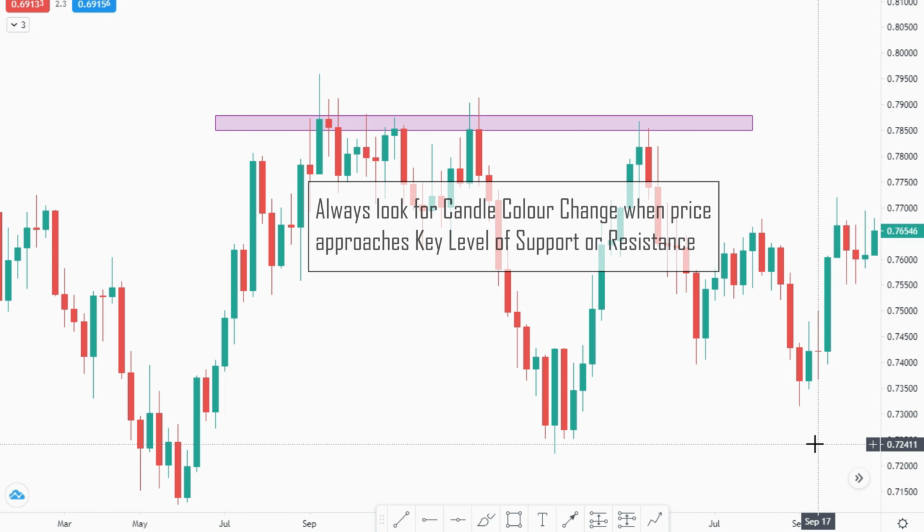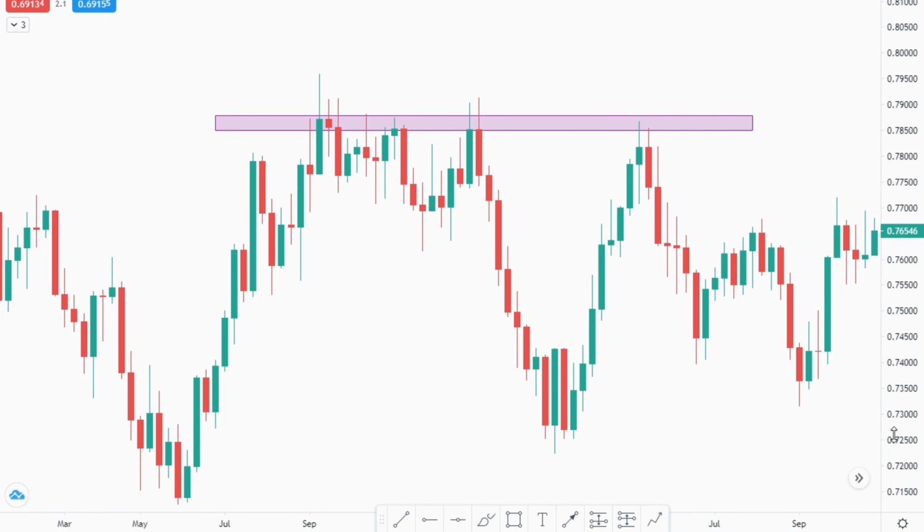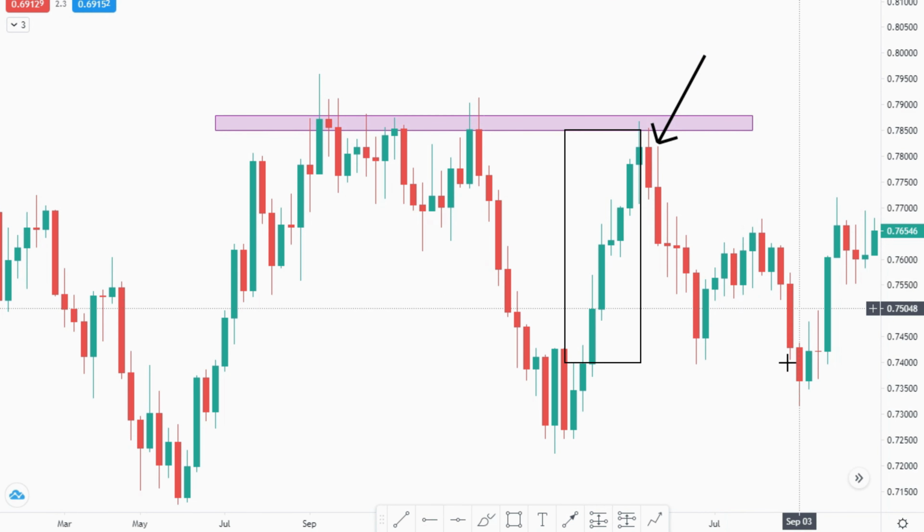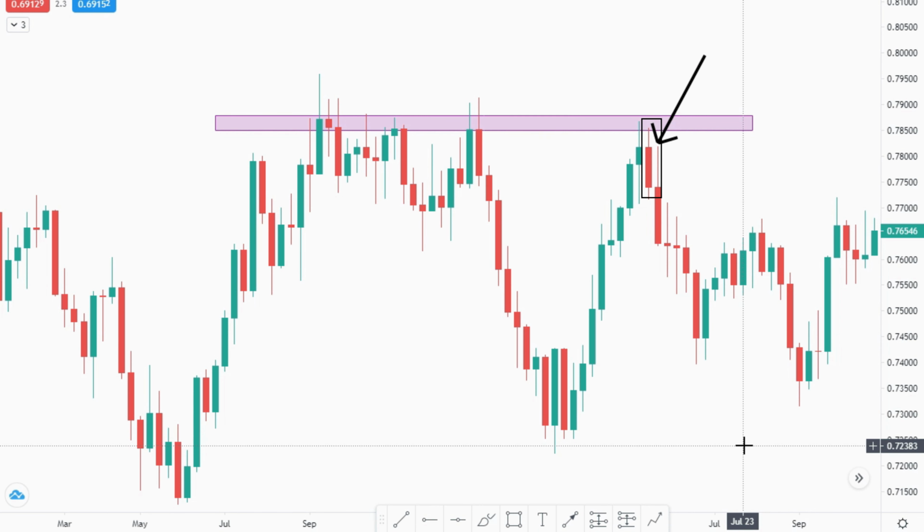I'll give you one tip. Always look for a candle color change at the support or resistance level, which can signal a trend change. We can take the same chart for an example. Notice all the green candles which represent bullish presence in the market. We have a lot of long green candles in a row. Finally, a red bearish candle appears and a trend change.